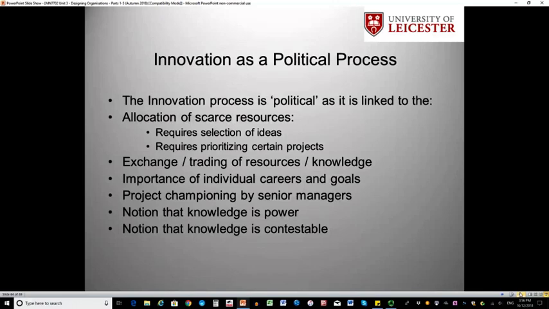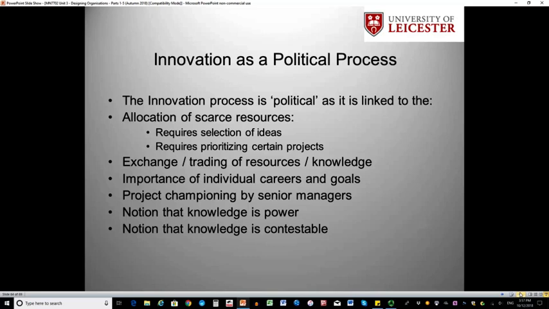And innovation is also a political process, and it's political because organisations have limited resources, and if you've got scarce resources, you have to select between different ideas and you have to prioritise different projects. And what you find in organisations is people often defend their own ideas, people often coalesce around ideas so that you get different groups of people that support different ideas. And actually, quite often, it's not always the best idea that gets selected, it's the idea that has the most support or the most political support in the organisation.